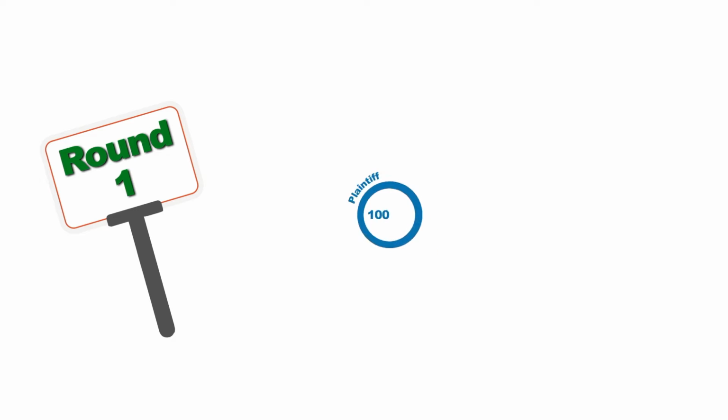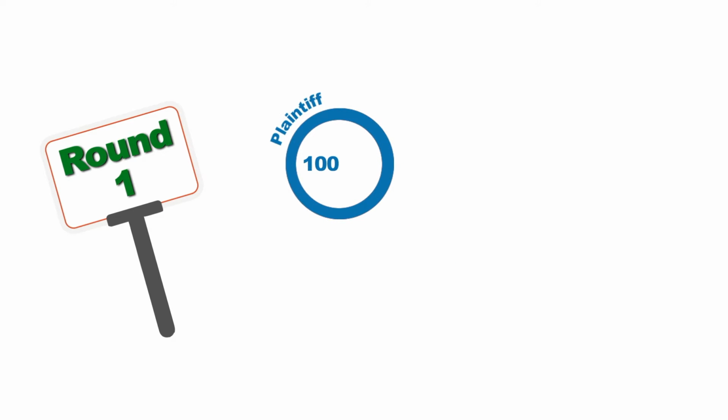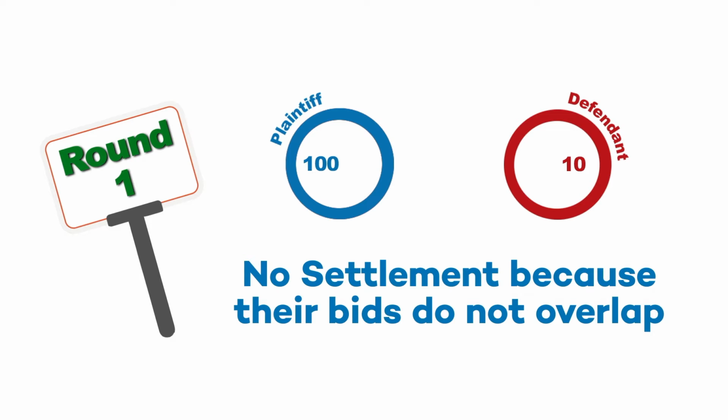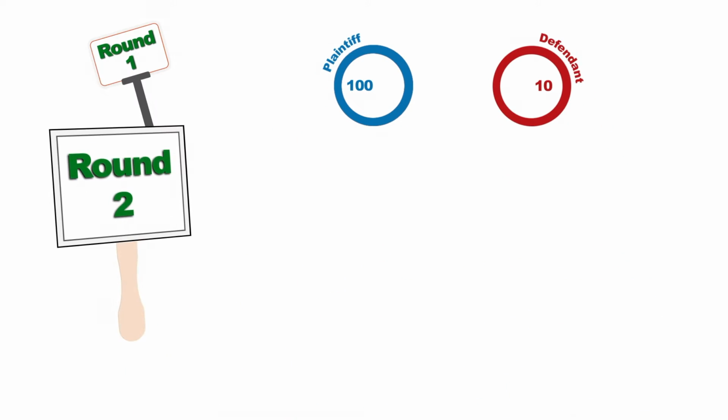Here's an example. In our first round, our plaintiff bid $100 and the defendant bid $10. There is no settlement number because their bids don't overlap. Let's go on to round 2.